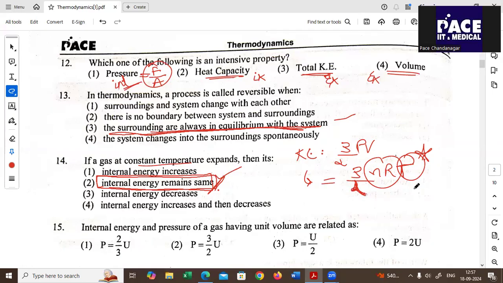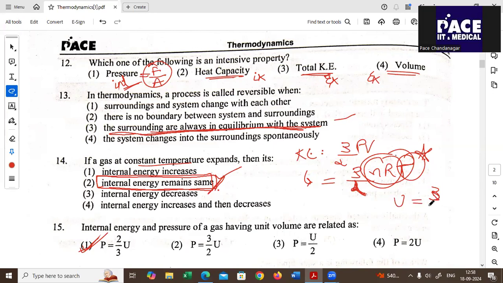And if I say nRT is nothing but PV, PV is nothing but your work done, right? So that becomes 2 by 3 times the kinetic energy, no? So which means 2 by 3 times U. See, nRT is nothing but PV. Internal energy, U, is equal to 3 by 2.